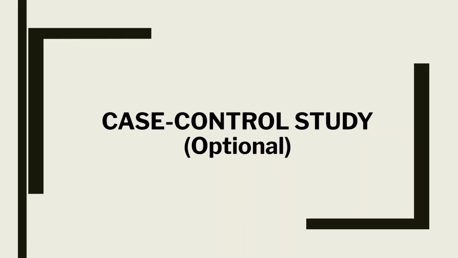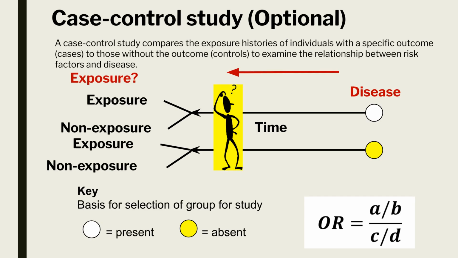Lastly, let's briefly introduce another observational design, the case control study. This section is optional, but the key idea is to understand how it differs from a cohort study. Let's revisit the same framework used in cohort study. In this design, we start with individuals who already have the disease and those who do not, and then look backward to determine their exposure history. Compared to cohort studies, case control studies are more cost-effective and efficient, especially for rare diseases, because they often use existing data rather than requiring long-term follow-up.